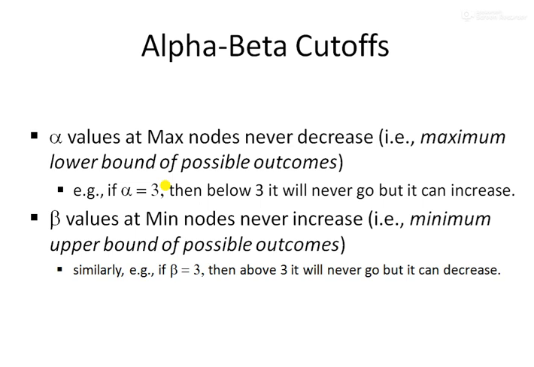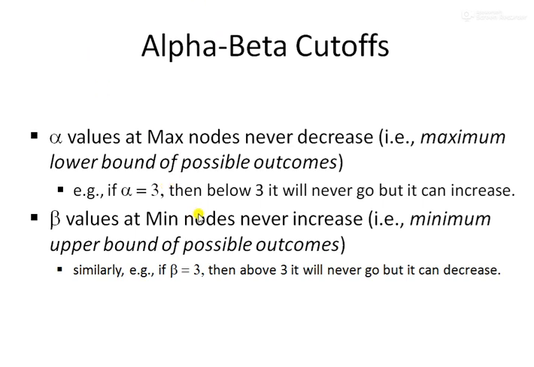For example, suppose the value of alpha is 3, then below 3 it will never go, but it can increase, okay? And the beta value at a min node never increases. That is the minimum upper bound for some possible outcome. Similarly, if the beta value is 3 for a particular min node, then above 3 it will never go, but it can decrease. To understand alpha beta, let us take some example, then I think it will be clear.